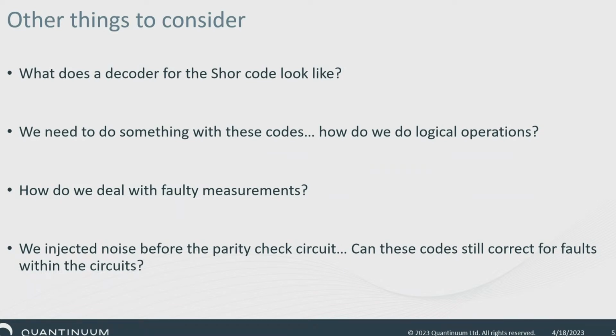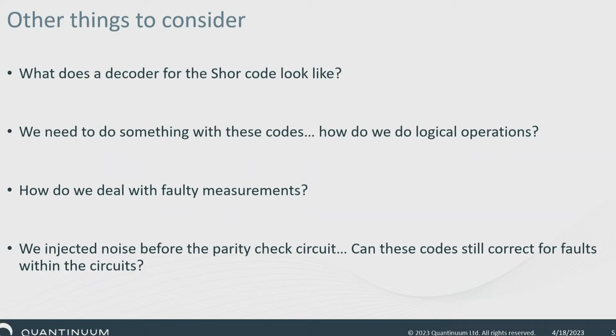You know, we need to not just measure these observables and come up with corrections, but we need to do some encoded operations. So you might think about how that happens, and we might discuss that in later talks. How do we deal with faulty measurements? If you have some probability of the measurement going bad, what does that look like? What do you need to change in how you measure things and how you approach this?